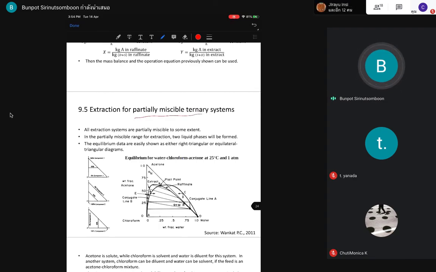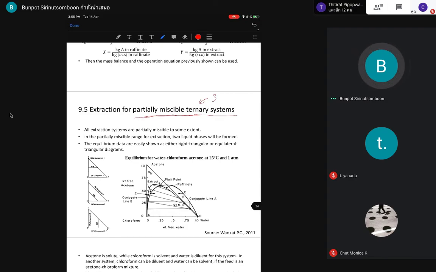So for this partially miscible system, you have to consider ternary, which means 3, because you have three components in your system here. This one is going to be a bit complicated because, let me say it again, in this partially miscible system, the solvent and the diluent also mix with each other. They have equilibrium with each other, and also equilibrium with the solute. So the three components in the system are in equilibrium with each other.